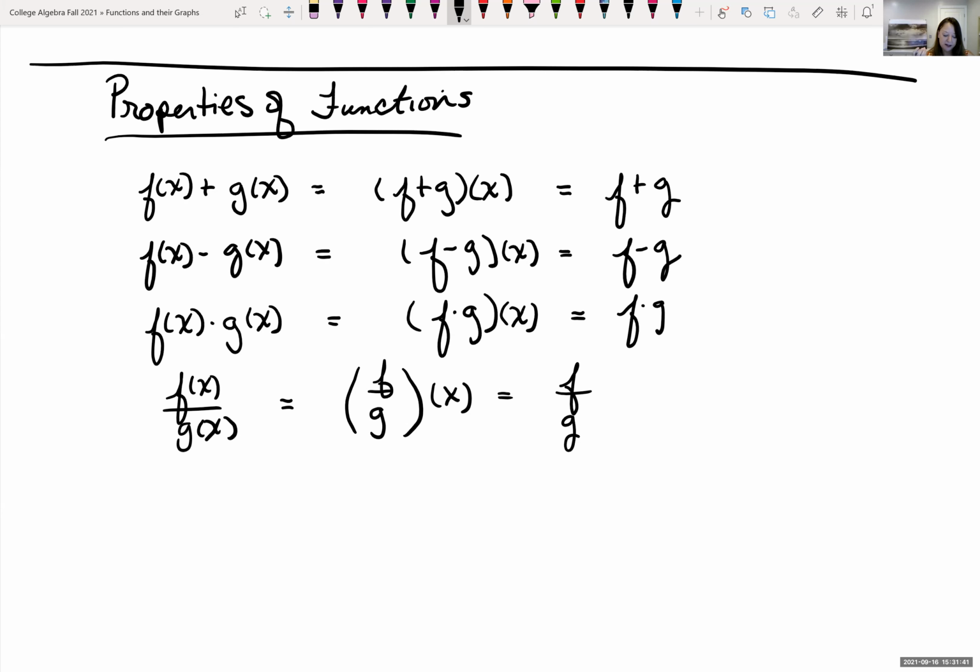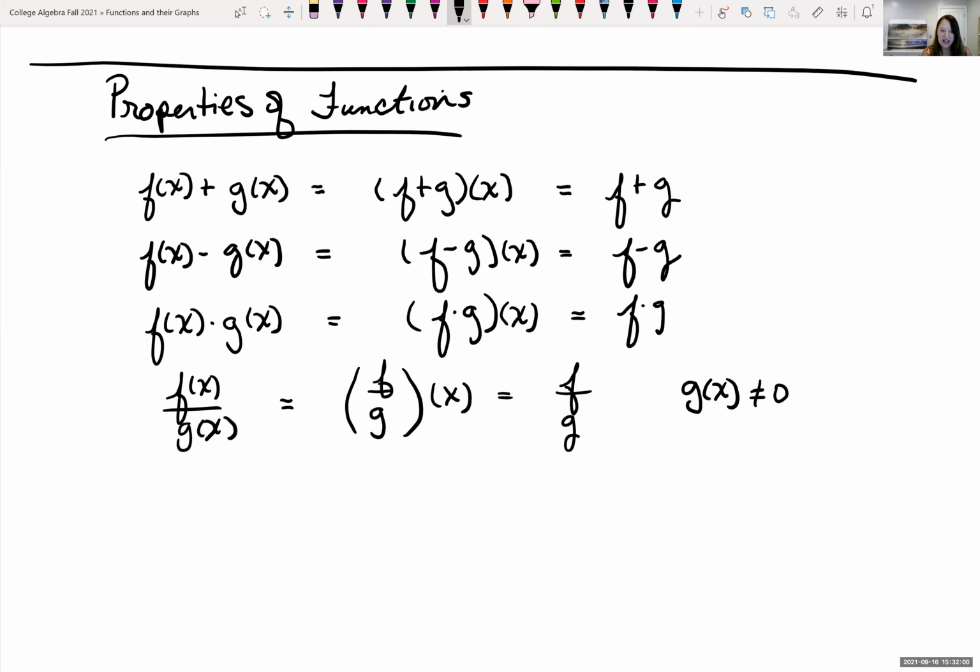Since we have a denominator here and we have a variable in our denominator, we have to say that g of x cannot equal 0. Okay.